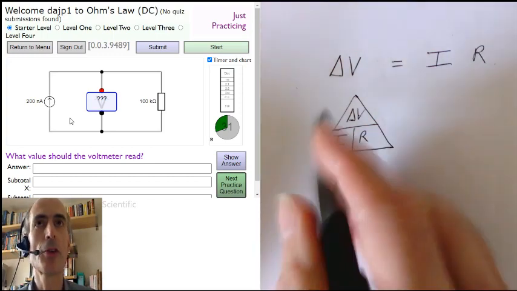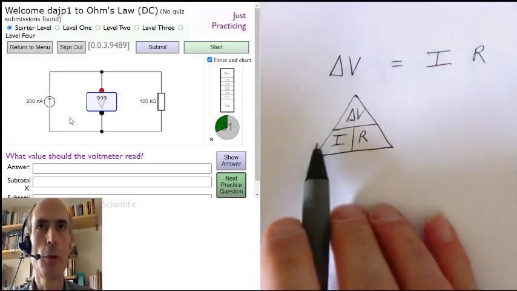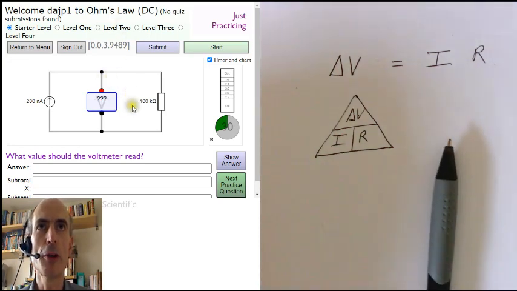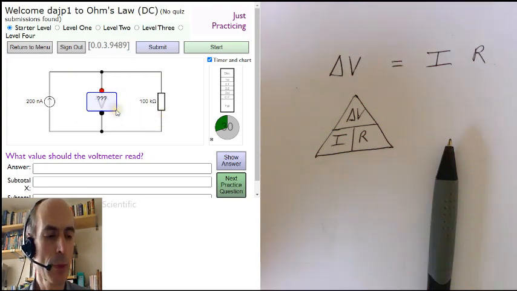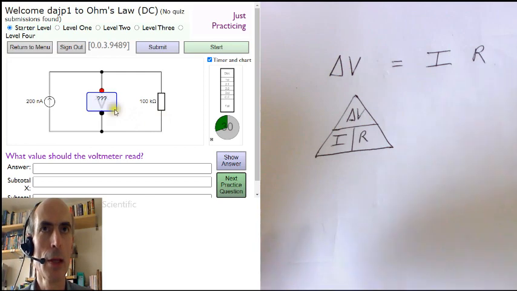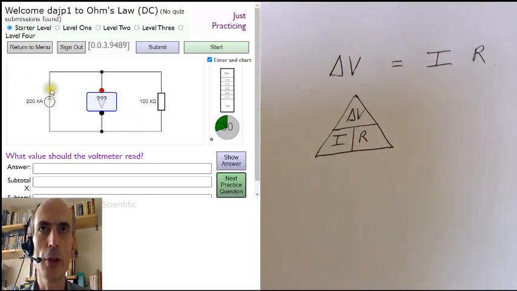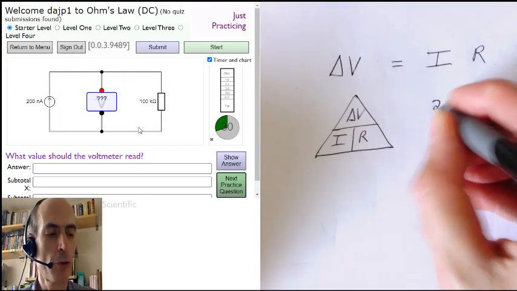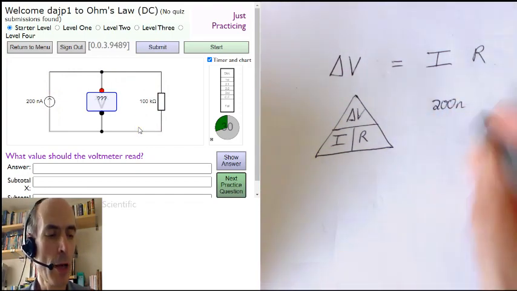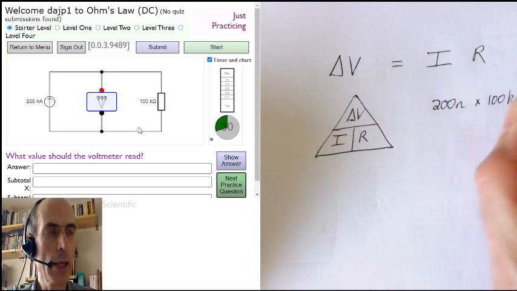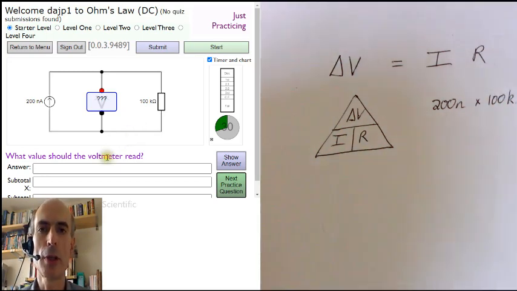In this particular case, we're being asked what value the voltmeter should read. The voltmeter measures the voltage, and in this case it's measuring the voltage across the resistor, so that's delta V. Delta V is the unknown. This is a current source here. It's forcing 200 nanoamps to flow up through here and down through the resistor. So we know the current through the resistor, 200 nanoamps. We know the value of the resistor, 100K. We can multiply them together to get the answer.